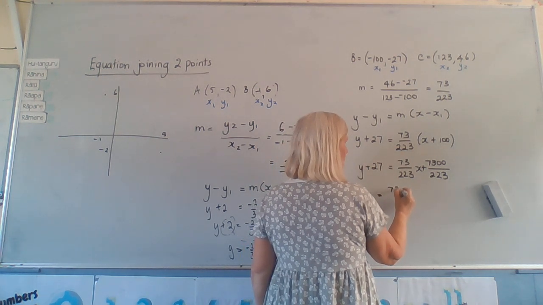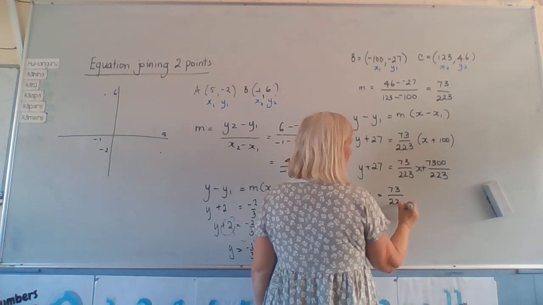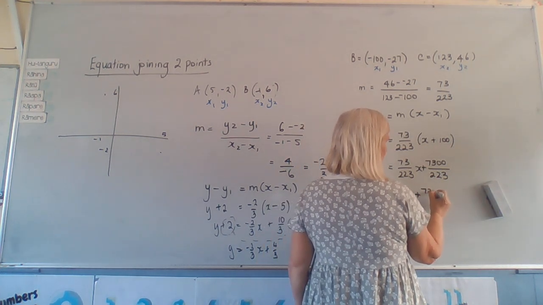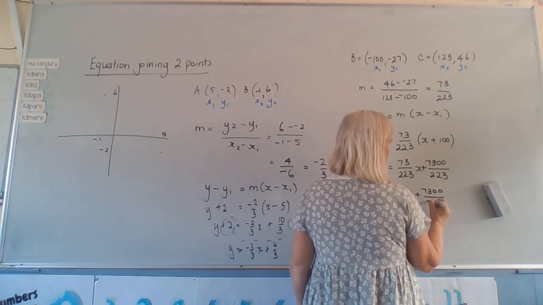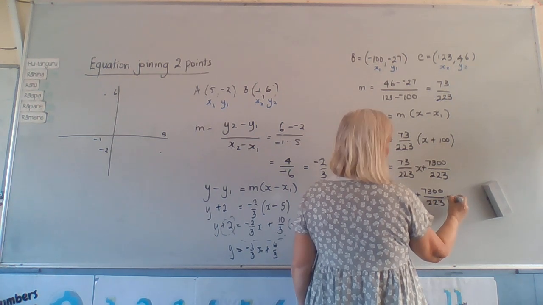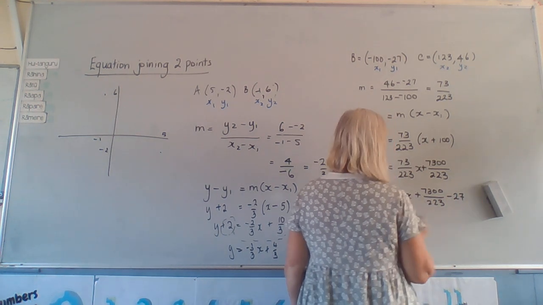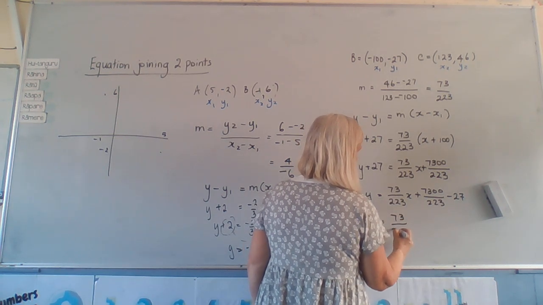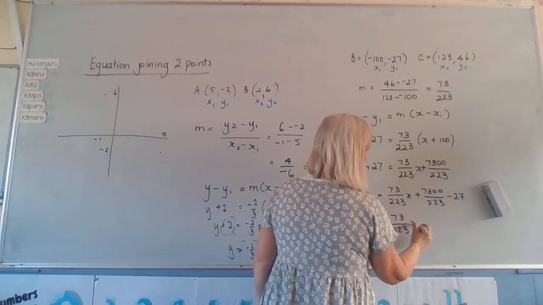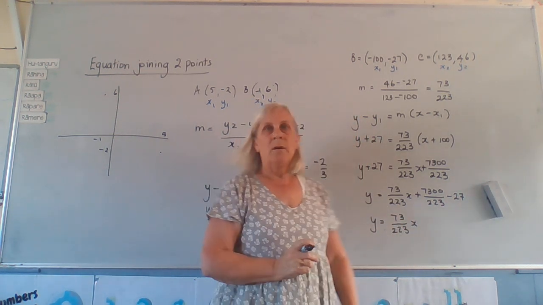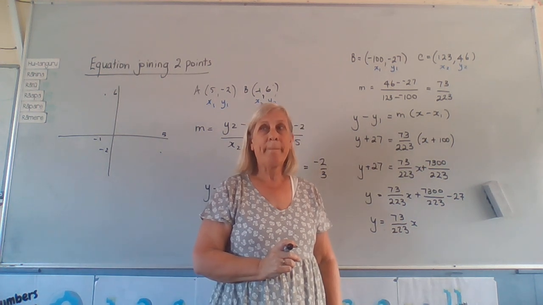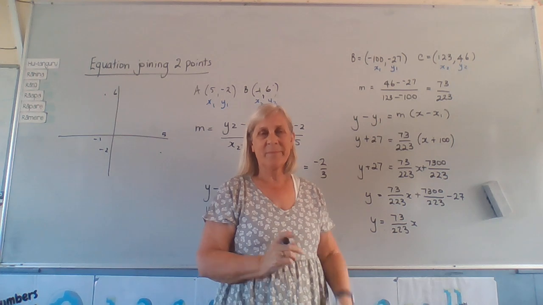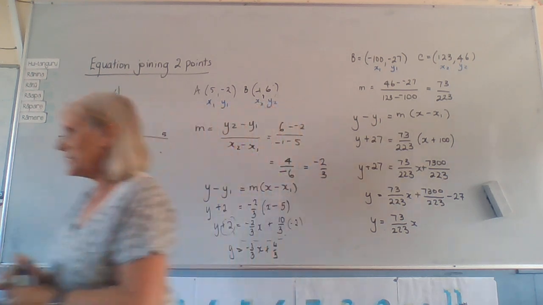Now I'm probably going to need my calculator. Could one of you grab yours and calculate for me 7300 over 223, take away 27, please. Anybody? Right, I'm going to do it myself.